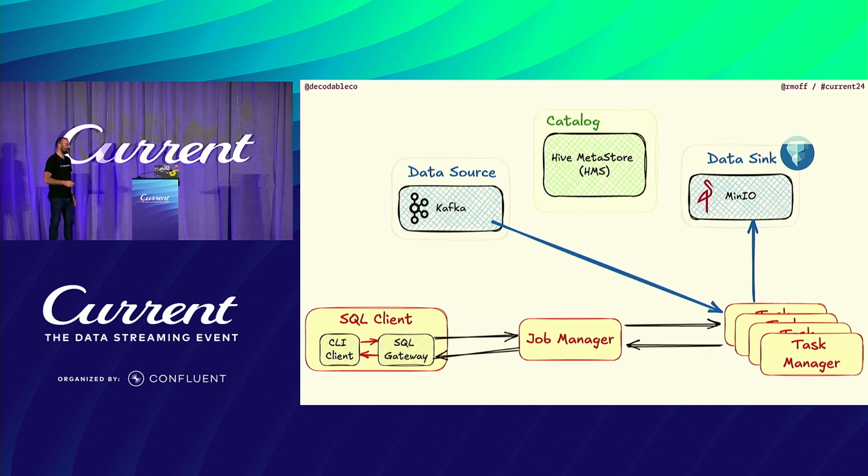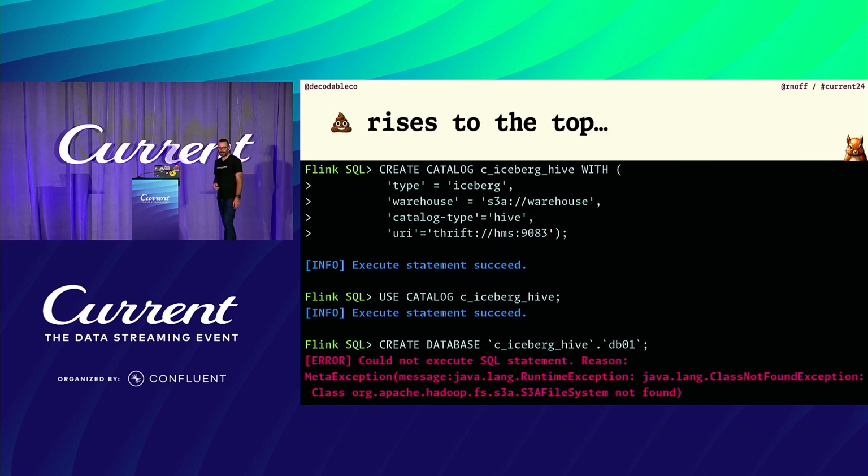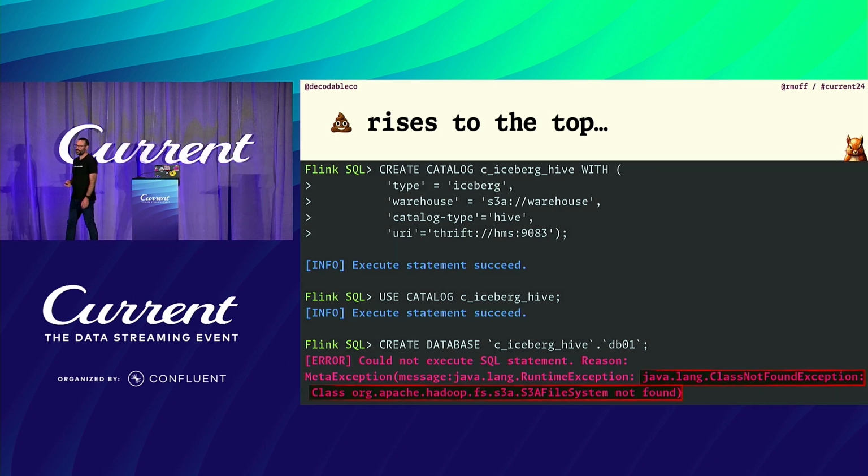But what about the Hive Metastore? What about catalog data? What's actually going on within that picture there? Because this is what happens. We say, go create a catalog, and it says, yes, I can do that. Go and use the catalog. Yes, I can do that. Go create a database. No, I can't do that. Oh, bummer. And so what's happening here is we're seeing the error that SQL client tells us is going on.